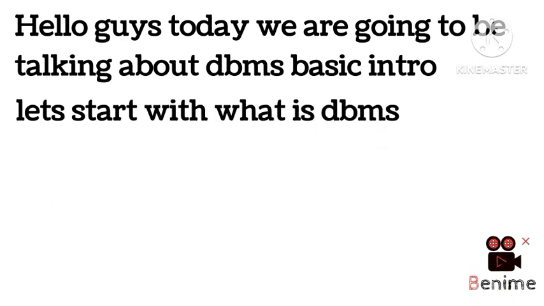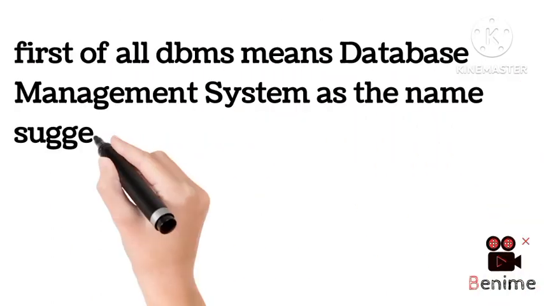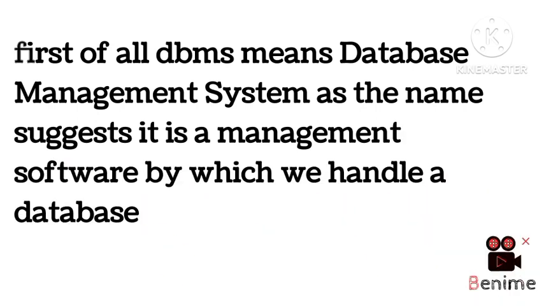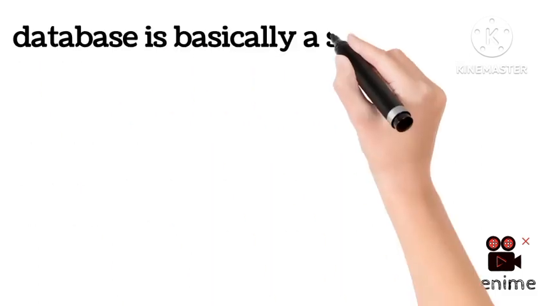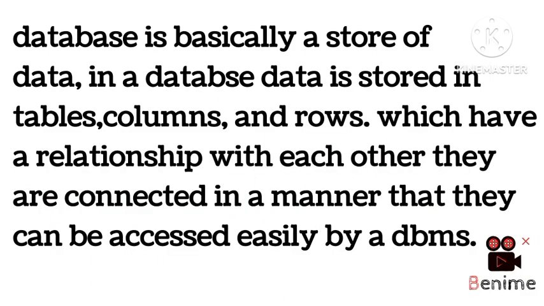Let's start with what is DBMS. First of all, DBMS means Database Management System. As the name suggests, it is a management software by which we handle a database. A database is basically a store of data. In a database, data is stored in tables, columns and rows, which have a relationship with each other. They are connected in a manner that they can be accessed easily by a DBMS.